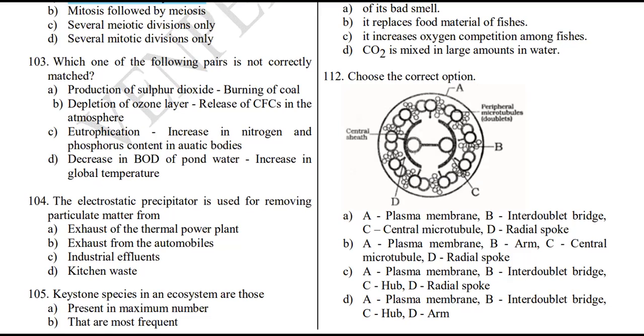And eutrophication, what exactly happened? It's going to be the aquatic body. It's going to be aquatic. Okay, it's going to be an aquatic body. So there's more amount of nutrients like nitrogen as well as phosphorus. This is also going to be a correct statement. But what's the question given here? Which one of the following pairs is not correctly matched? That's going to be an important one.